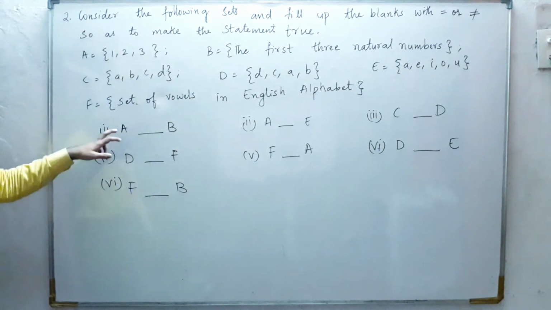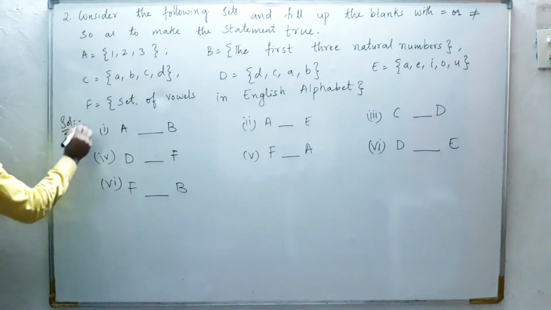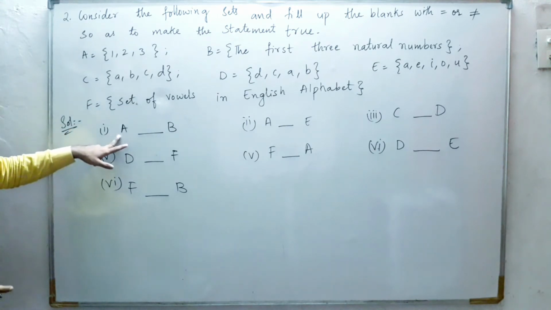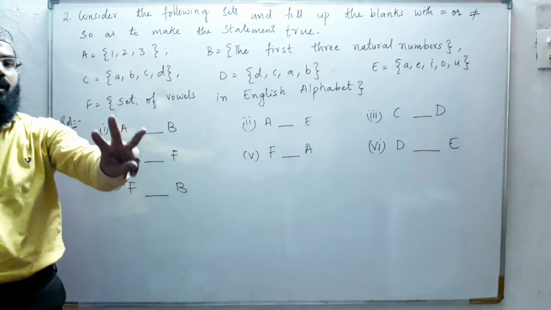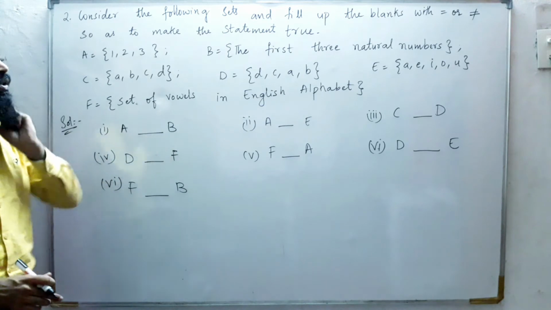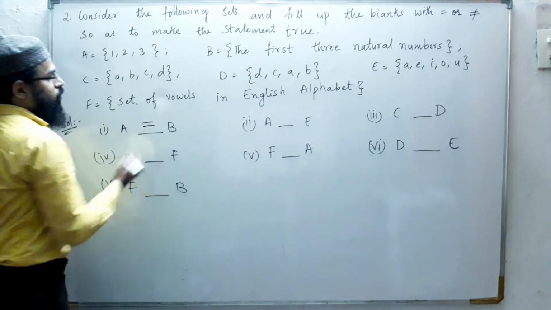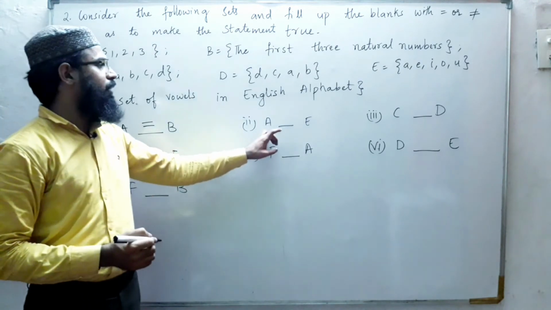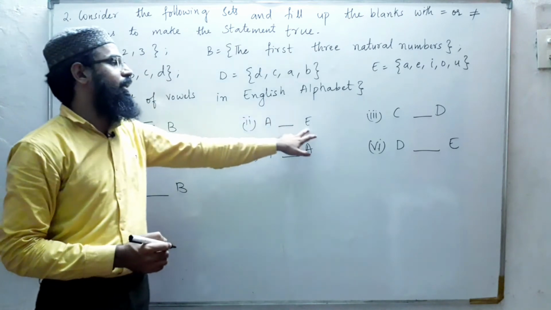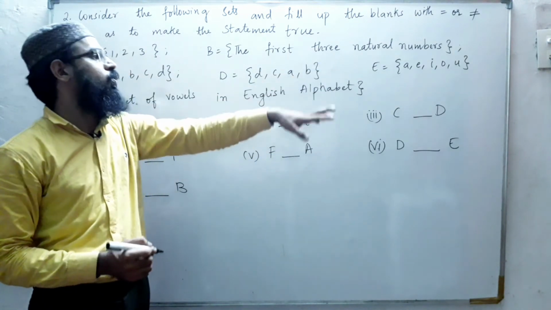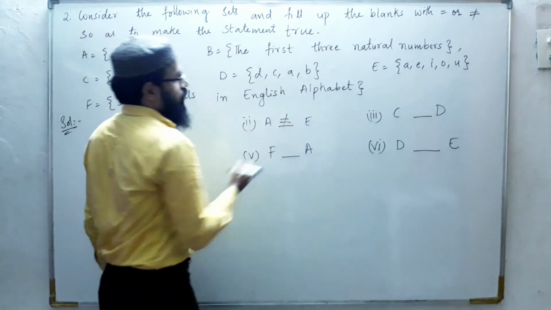So let us see. In the first bit, in the solution, let us write this again. A, what is A? 1, 2, 3. And B also has the same first three natural numbers, 1, 2, 3. So is it equal or not? Yes, it is equal. Next, A and E. What is A? 1, 2, 3. And E contains the vowels a, e, i, o, u. So that will not be equal. So it is not equal.